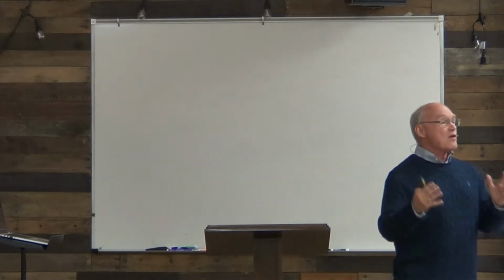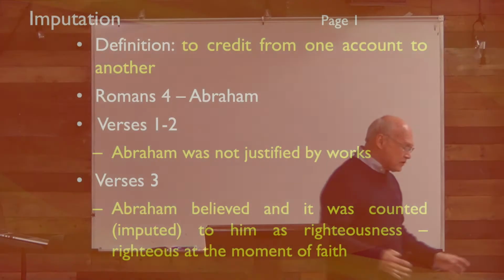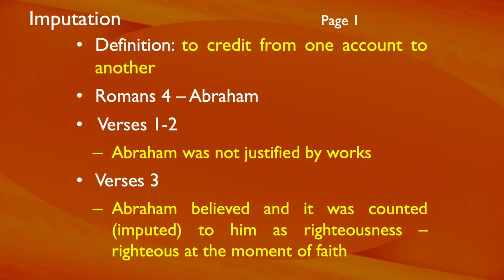So let's look at how this fits, and we see Paul uses the example of Abraham to show imputation. So turn to Romans chapter 4, and we'll start at verses 1 and 2. Notice what it says: "What shall we say that Abraham, our forefather according to the flesh, has found?" What about Abraham? He goes on to say, "For if Abraham were justified by works, he has something to boast about, but not before God."